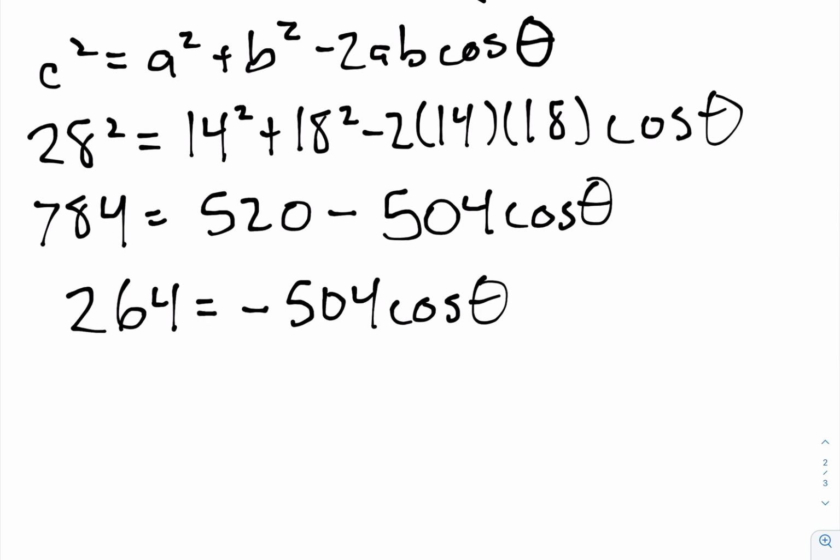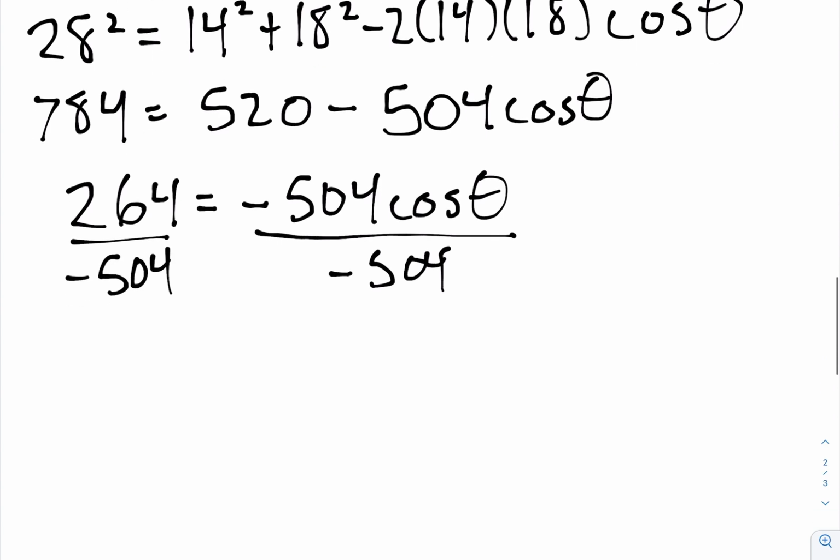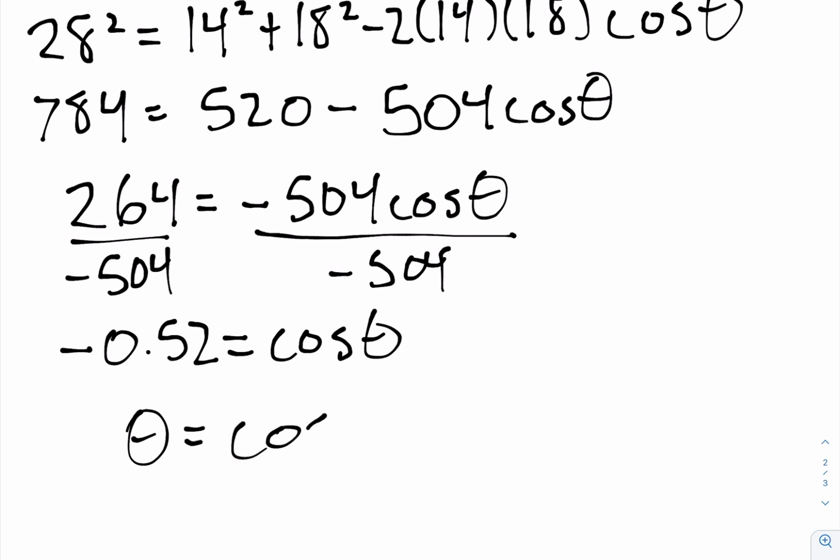And if we just want to solve for theta, we're going to have to get cos theta on its own first. So we're going to divide both sides by negative 504. Okay, so cos theta is going to be equal to 264 divided by negative 504, which is negative 0.52. Now theta, that's going to be the inverse cosine of negative 0.52. So let me just do that in my calculator here. That's going to be 121.6 degrees.